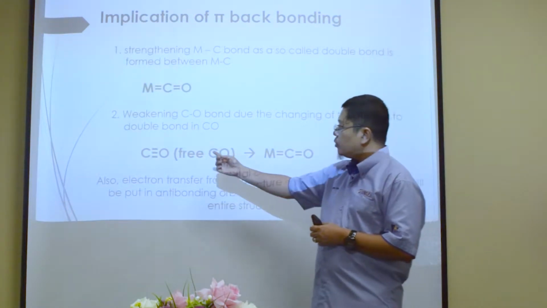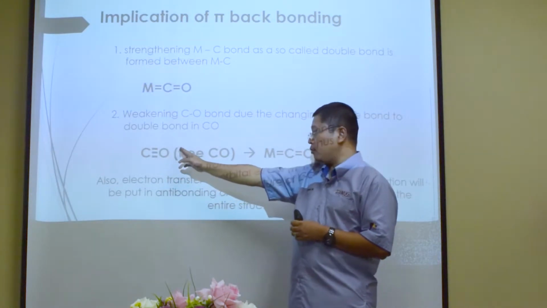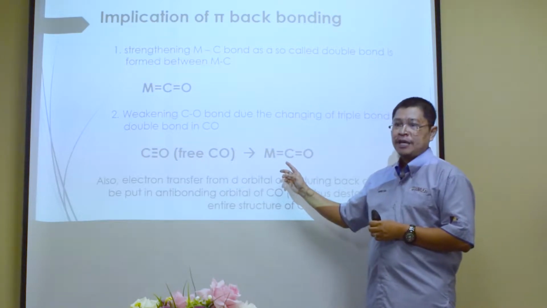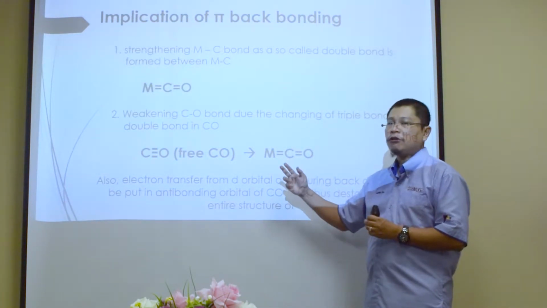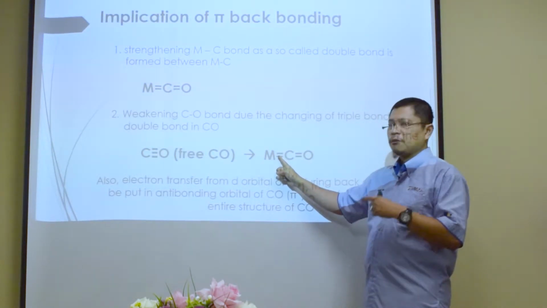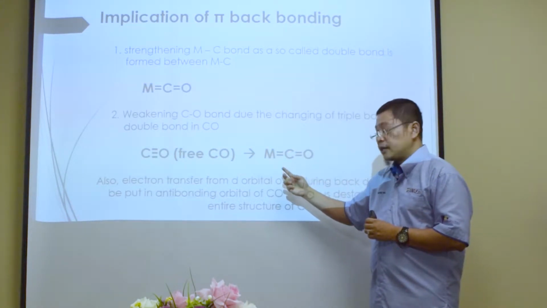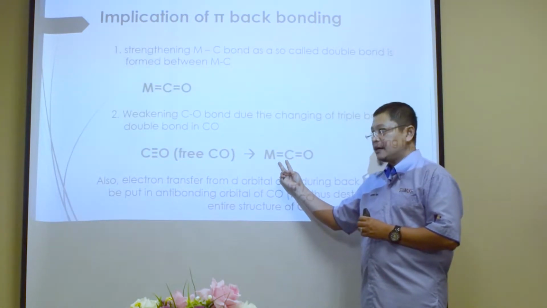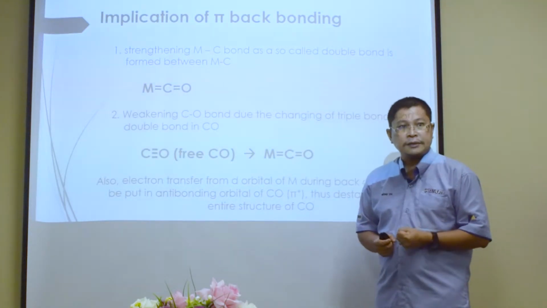Originally, free CO has a triple bond between C and O, but once it forms a complex with M with the pi back donations, it forms a so-called double bond between M to C. One bond is from the sigma bonding, and the second bond is from the pi back donations. So that's why the M to C bond becomes stronger, and the C to O bond becomes weaker.